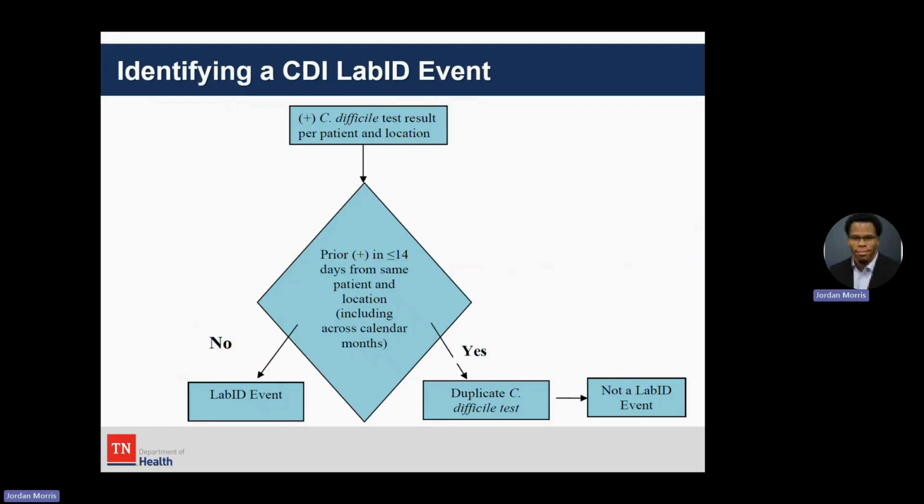And here's a quick algorithm to identify a CDI LabID event. If the patient has a prior positive CDI test result in less than or equal to 14 days from the same patient and location, it would be considered a duplicate C. diff test and would not be a LabID event. But if the patient does not have a prior positive C. diff test in 14 days or less from the same patient and location, it would be considered a LabID event.